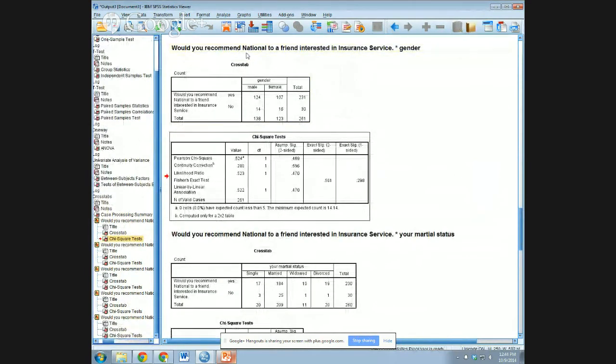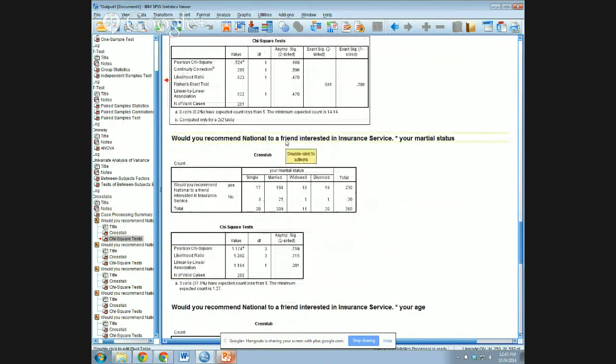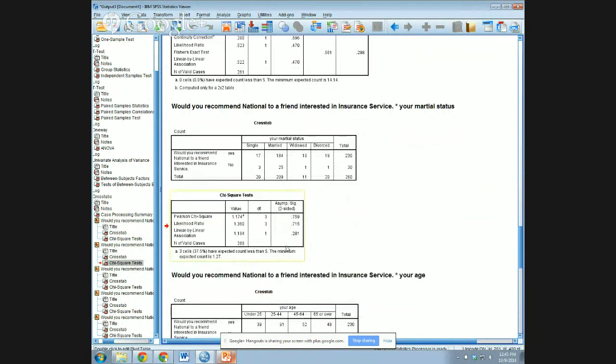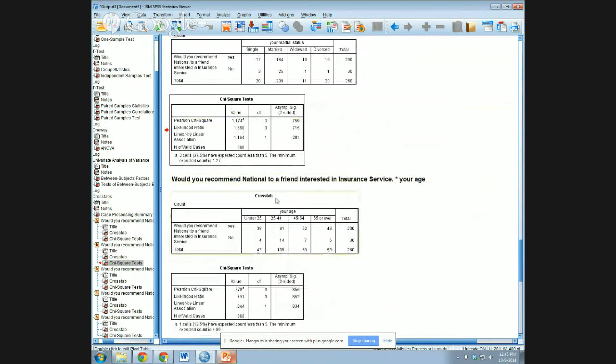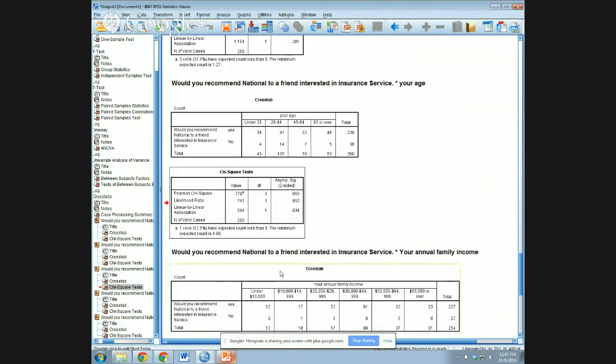Is there an association between recommending National and gender? Chi-square shows non-significant, no significant relationship between recommendation and gender. Okay, let's move on. Would you recommend National to a friend? Is that related to marital status? Chi-square, non-significant. There's no relationship between insurance recommendation and marital status. How about age? Again, chi-square, 0.855. No relationship between recommendation and age.